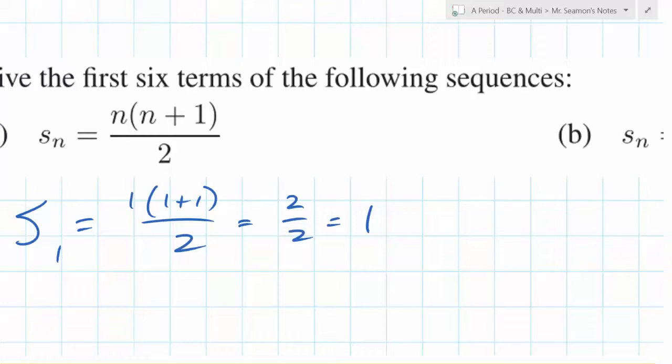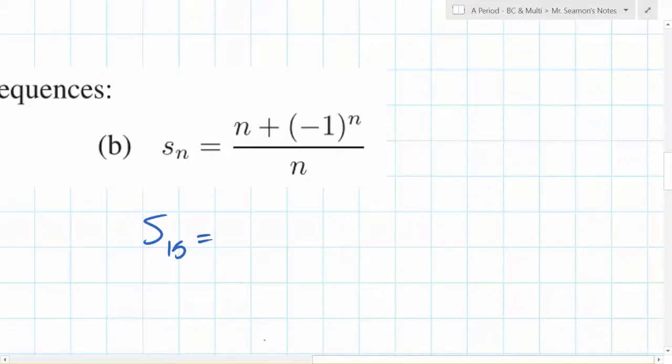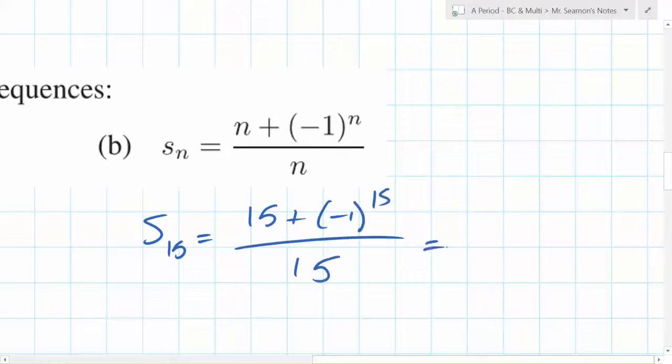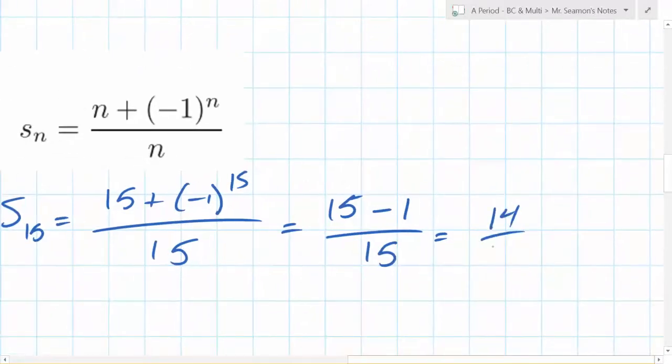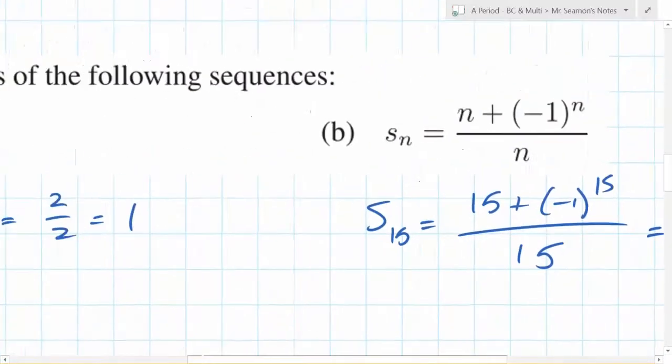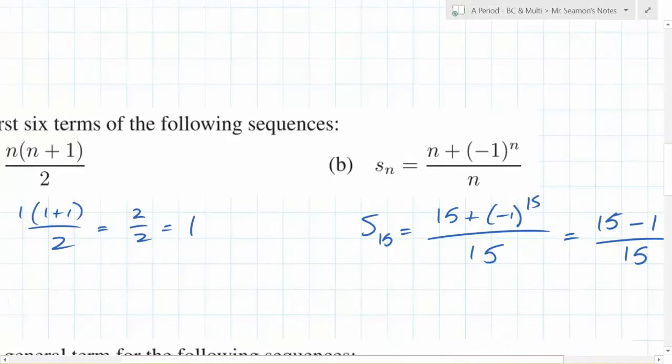Did I do math wrong? No? Did I do it okay? 15, right? 15 plus (-1) to the 15 over 15. So what's that going to be? 15 minus 1 all over 15. That's kind of cool. 14 over 15. Nice. So you can use a formula to get each term in the sequence.